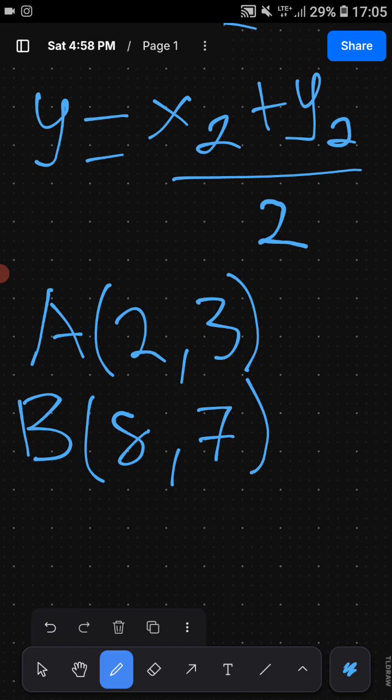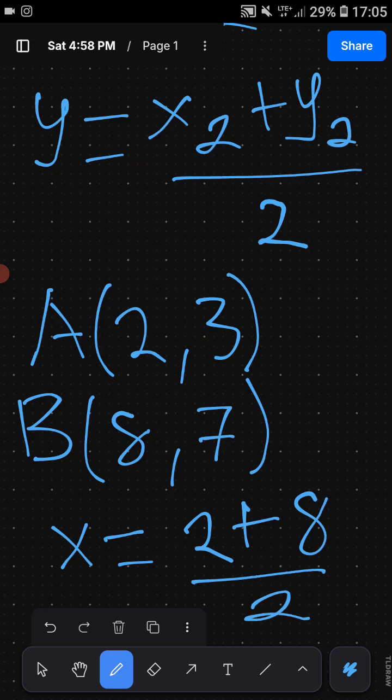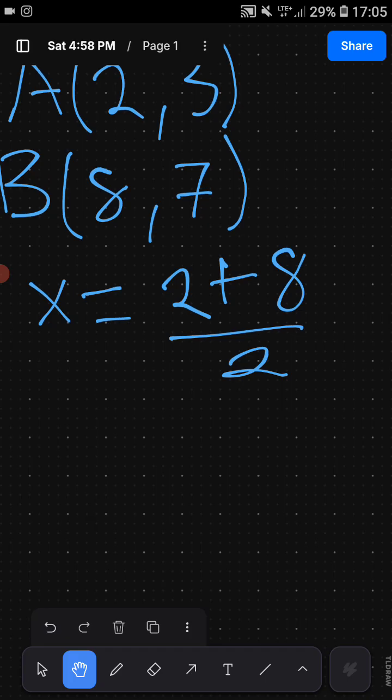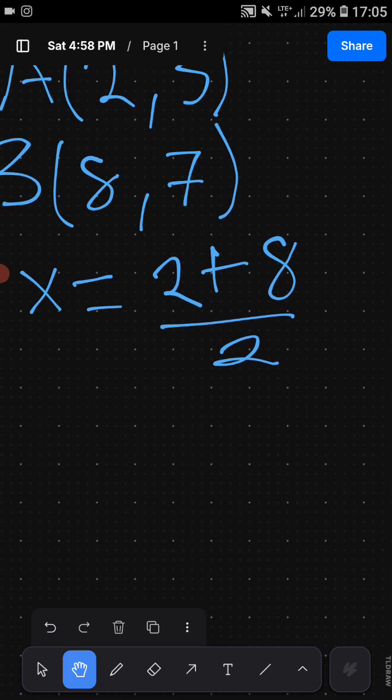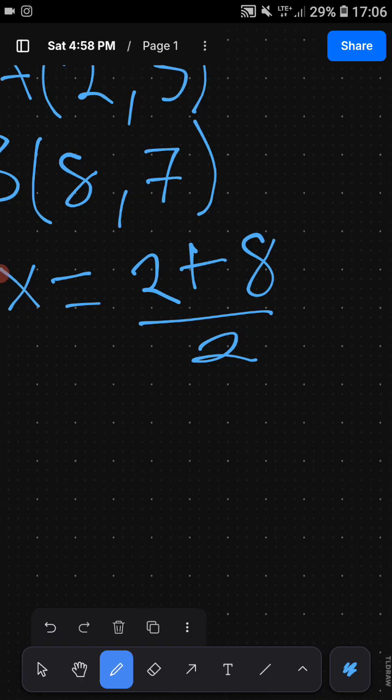So, x is going to be, what is x1? It is 2, and x2 is 8. You do that divided by 2, and that gives you, now 2 plus 8 is 10 divided by 2, that gives you 5.